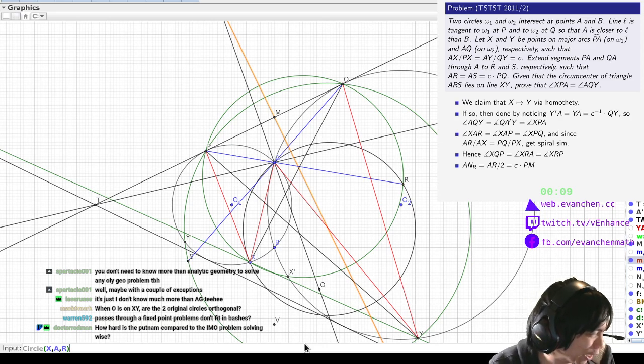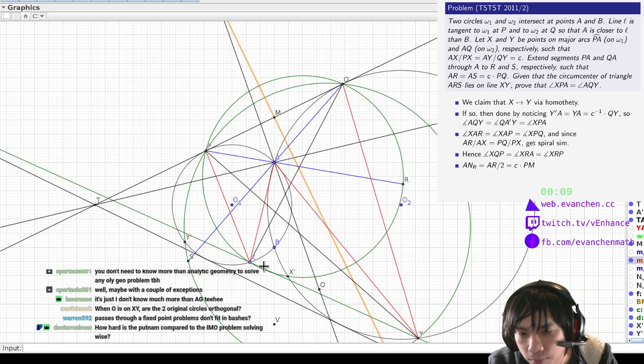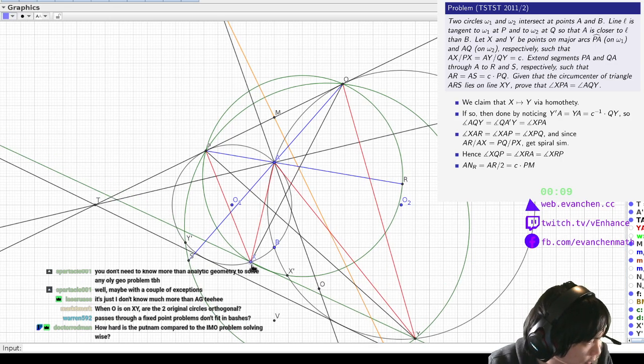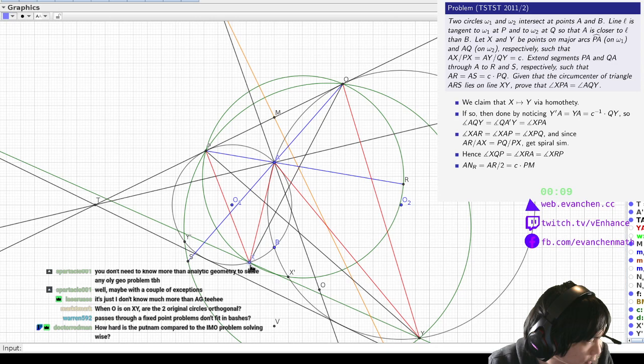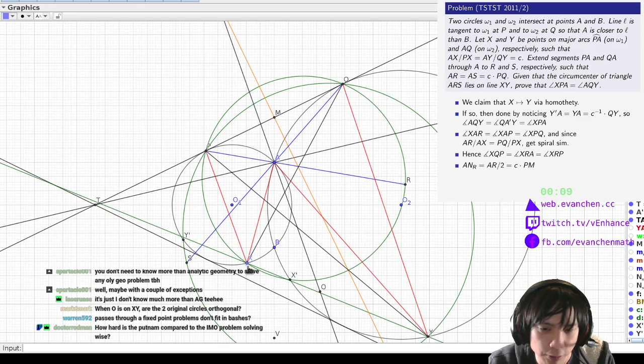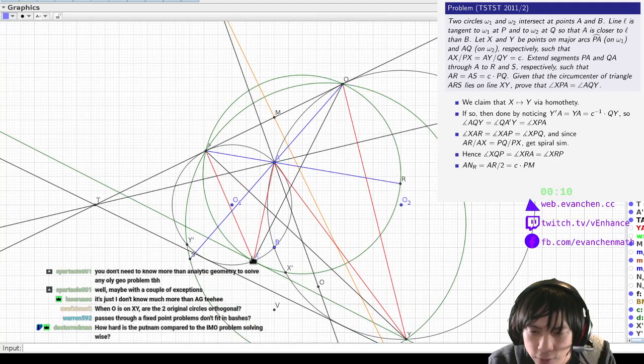Well, welcome to the stream. When O is on X, Y, are the two original circles orthogonal? Which two original ones? If you mean this O1 and O2, no, because they weren't orthogonal to begin with, and X and Y don't move those circles.